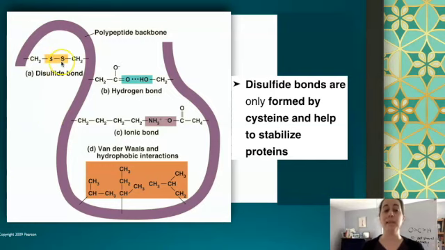I want you to pay special attention to the disulfide bond. The disulfide bond is really important because it can form spontaneously. So that's really good for your proteins if they become unfolded. Why would they become unfolded? Lots of reasons. Chemicals, heat, sometimes even physical manipulation could cause your proteins to become unfolded.